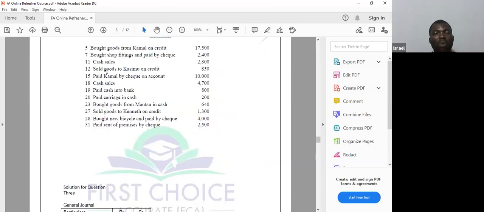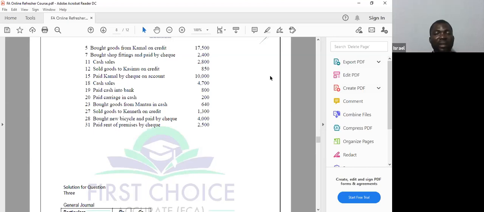The next one is what we call cash sales. We have on August 11 cash sales. Cash sales mean that they have made sales and they received cash. It was not credit sales, it was cash sales. Two accounts are involved there: the sales account, or revenue account, and the cash account. Now, which one is increasing and which one is decreasing? You need to ask yourself, cash account.